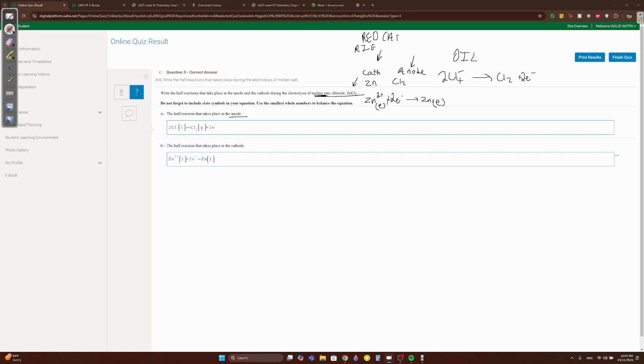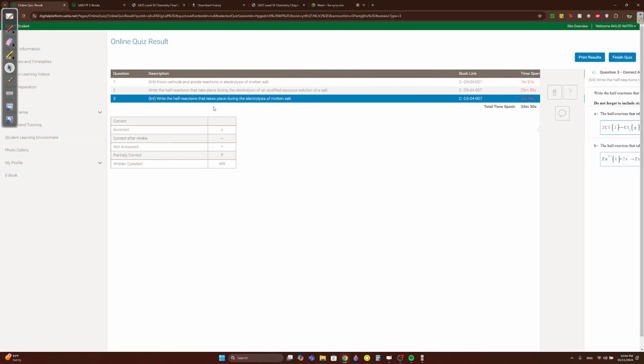What was it? It was molten, so it was liquid. But Cl2 is a gas. Remember, it's always liquid unless it turns into a gas. Okay, so let's check here. At the anode, it was this one. Yes, it's the same thing. Liquid to gas and 2e minus. And then at the cathode, it's this one, gaining electrons over here, liquid to liquid, because it's molten. Okay, that's for 4.7. Next, we'll do 4.8.